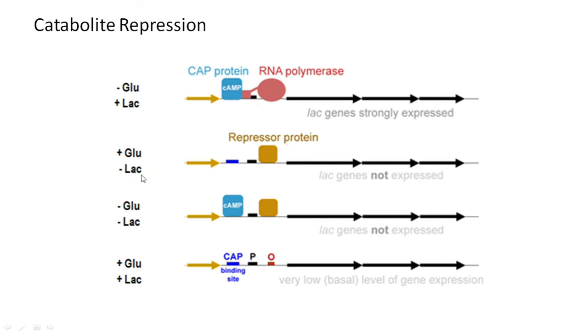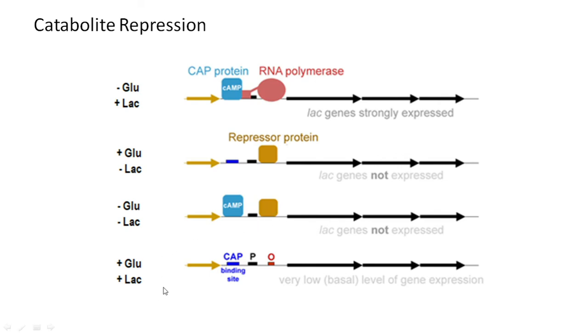If glucose is present and lactose is not present, then automatically the Lac repressor will go and bind on the operator region. Glucose is present, so the cAMP level will be down, so there is no question of binding of the CAP-cAMP complex here. When both of them are absent, then the cAMP level is high, but there is no chance because lactose is absent, so the Lac repressor will go and bind on the operator region. RNA polymerase will not bind here.